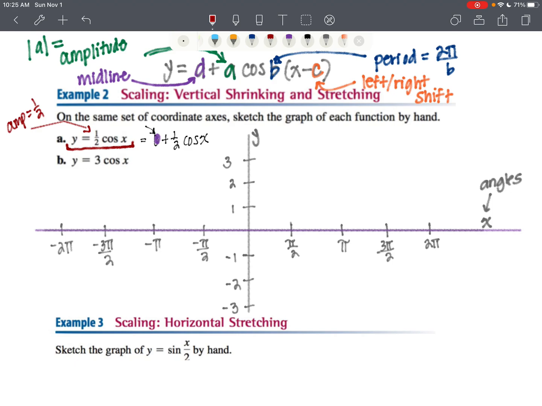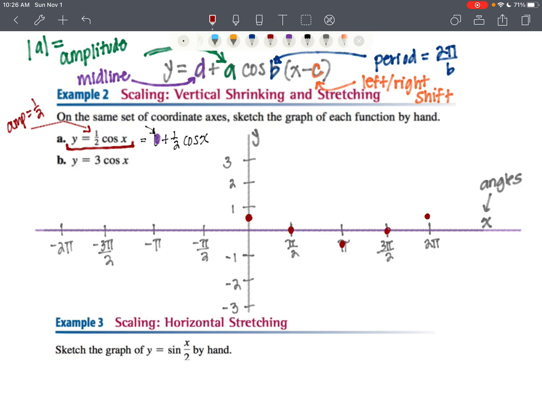So my maximum, rather than starting at 1 on the y-axis, the maximum is at 1/2. And then 2 pi later, it's at the maximum again. And then halfway between, it's at the minimum, and the minimum is going to be negative 1/2. So it flattens it vertically. It shrinks it vertically. And then what happens between your maximum and your minimum? You're at the midline.